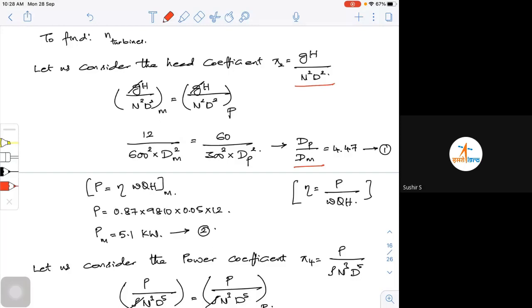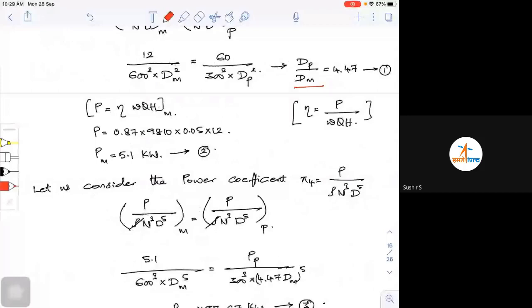Now, if I want to look into the power coefficient, I should know what is the power. P divided by rho N cube D to the power of 5 is the power. That's the power coefficient formula. Now, if I try to equate it, P by rho N cube D to the power of 5 for a model, P by rho N cube D to the power of 5 for the prototype. If I try to equate it, I should know one of the powers I need actually.